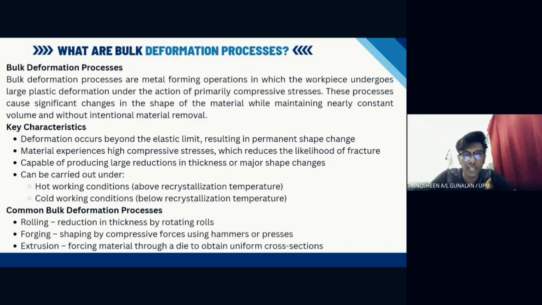The material experiences high compressive stresses, which reduces the likelihood of fracture. It is capable of producing large reduction in thickness or major shape changes. It can be carried out under hot working conditions, which is above recrystallization temperature, and cold working conditions, which is below recrystallization temperature. Common bulk deformation processes are rolling, which is reduction in thickness by rotating rolls; forging, which is shaping by compressive forces using hammers or presses; and extrusion, which is forcing material through a die to obtain uniform cross sections.